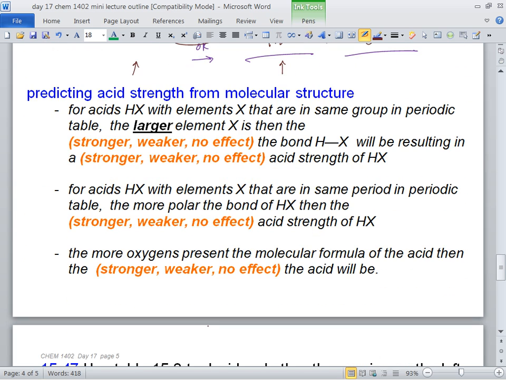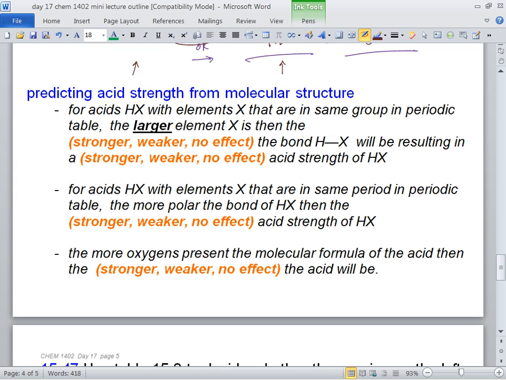Predicting acid strength from molecular structure. So usually you can just look at the table, right? And you say which acid's stronger or weaker. But there's going to be some homework questions where they're not going to be in the table because these weak acids are everywhere and there's a lot of them.